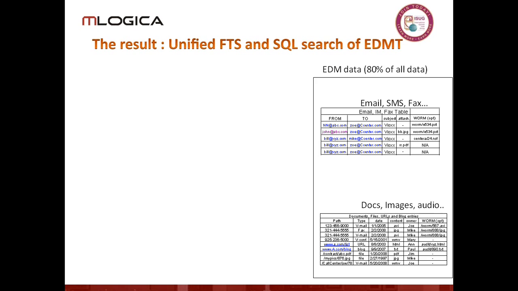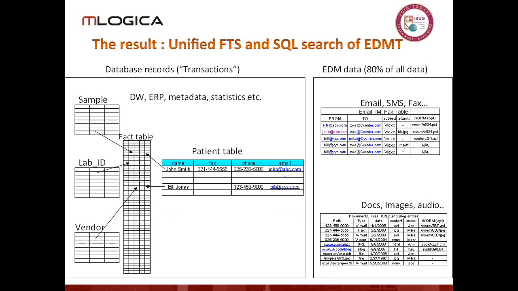What happens when we unify full text search in EDMT? On the right here, you see that documents and emails are stored in relational tables, and here are some examples of what it looks like. And then, of course, we are all familiar with storing our regular SQL data, so it's here. Now, they can be in the same database or can be federated, so two IQs talking to each other.